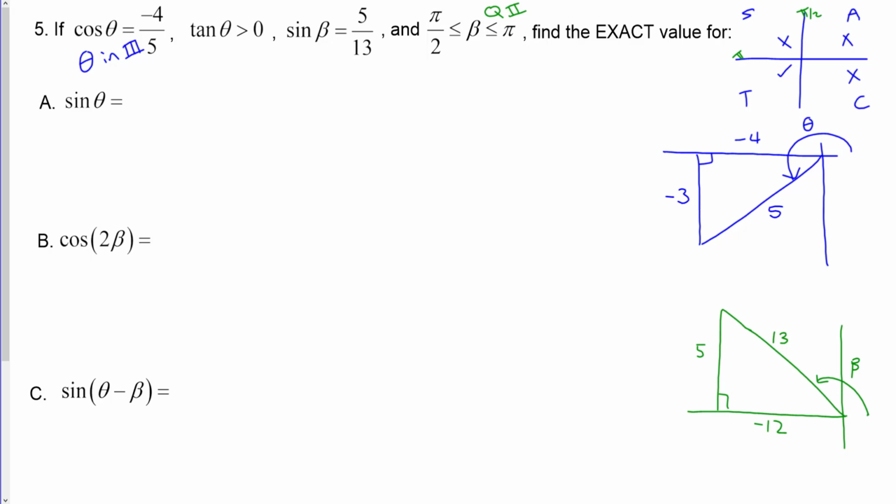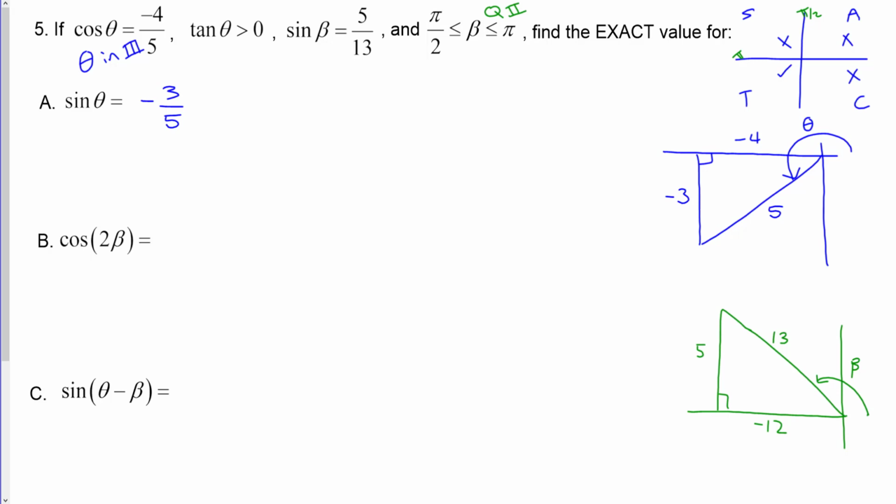Okay, now sine of theta. So sine of theta, we just have to go to our chart. So sine is the opposite, which in this case is negative 3 over the hypotenuse, which is 5. So negative 3/5. That's easy enough.